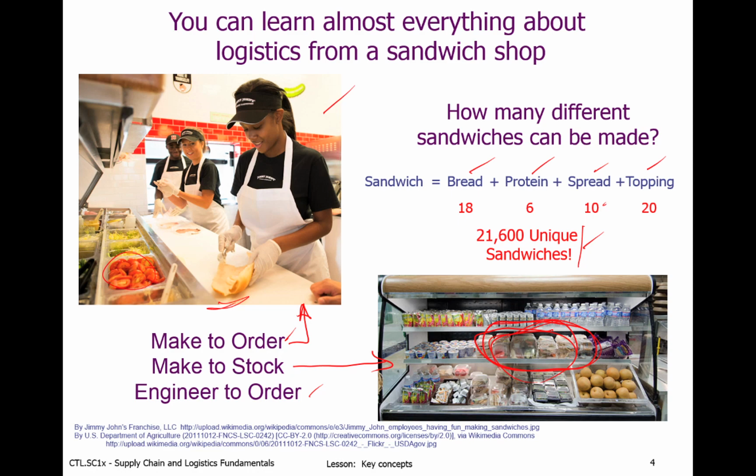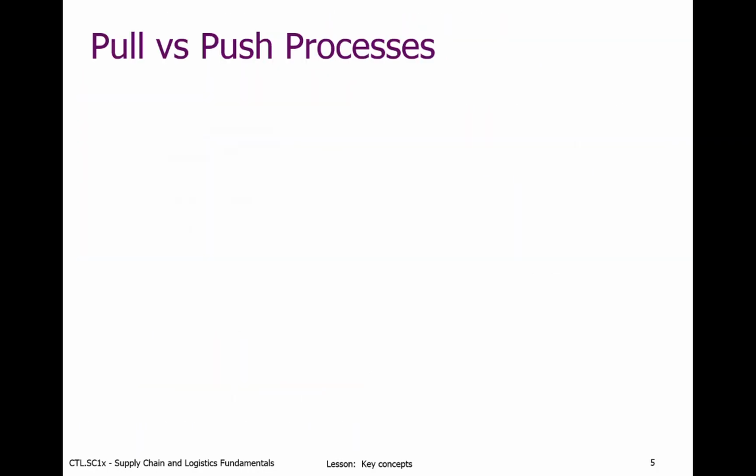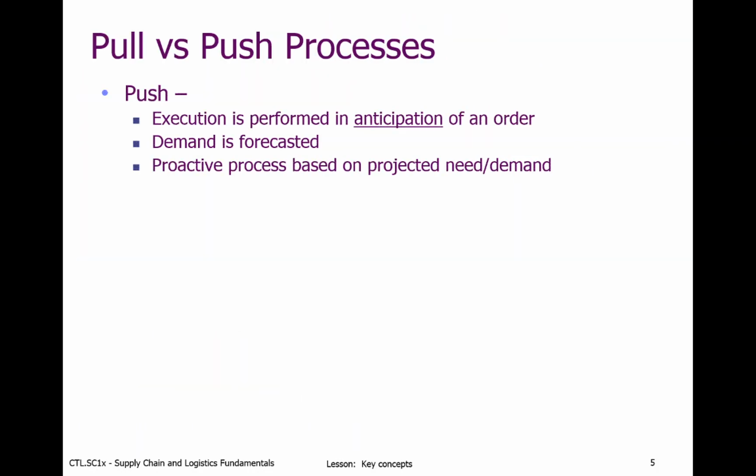So let's continue with this analogy, and let's formalize some of these ideas, what a push versus a pull is. A push system, and this is essentially where you had the pre-made sandwiches, is where the execution, in this case making a sandwich, is performed in anticipation of an order. So what does that mean? That means I'm making my inventory based on a forecast, what I expect or anticipate to come in. It's proactive. So it's being done ahead of time, and it's based on a projected need or demand.